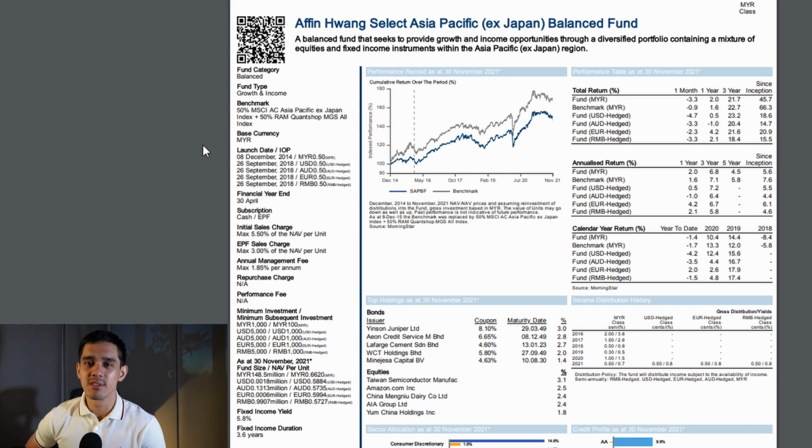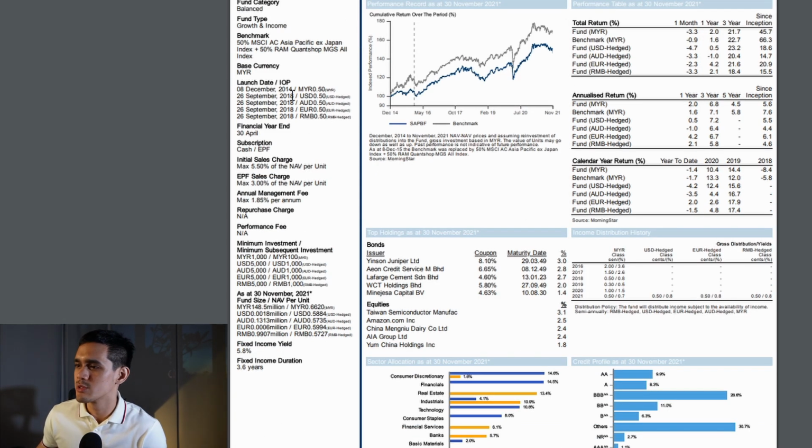So one important thing that ARK didn't have is this thing called a benchmark. A benchmark is basically Affin Hwang telling you that this fund, what we are comparing ourselves against is this benchmark. And in this case, it's 50% MSCI All Country Asia Pacific excluding Japan and 50% of RAM Quant Shop MGS All Index. I don't know what this is. I assume it's some fixed income sort of ETF. So this is what they're benchmarking against. It is important to note. I'll explain later.